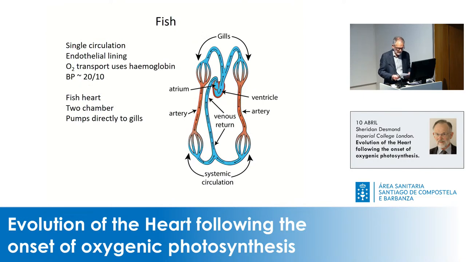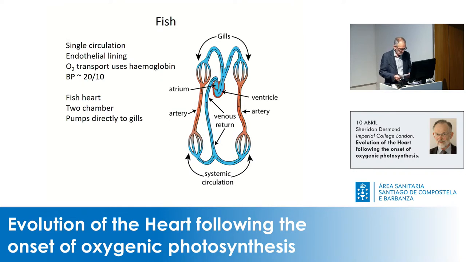Fish have the simplest circulatory plan among vertebrates. It consists of a single circulation driven by a two-chambered heart. Blood returns to the heart and enters into the single atrium from where it is propelled into the ventricle, and then directly through the aorta into the gills. So it's pumped directly from the heart through the gills, where, of course, it is oxygenated.